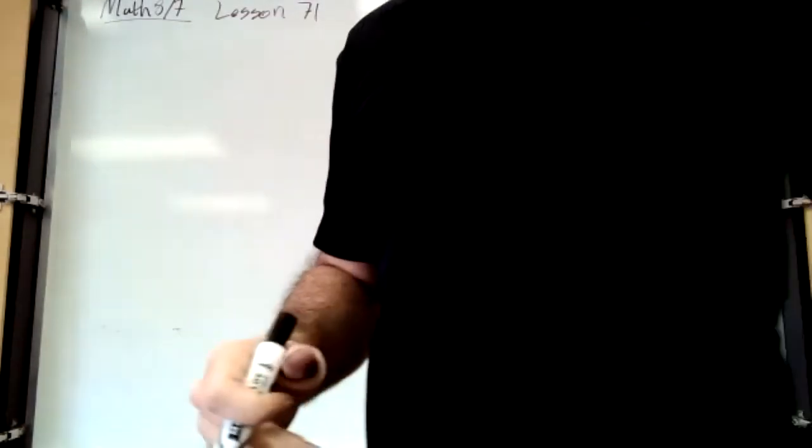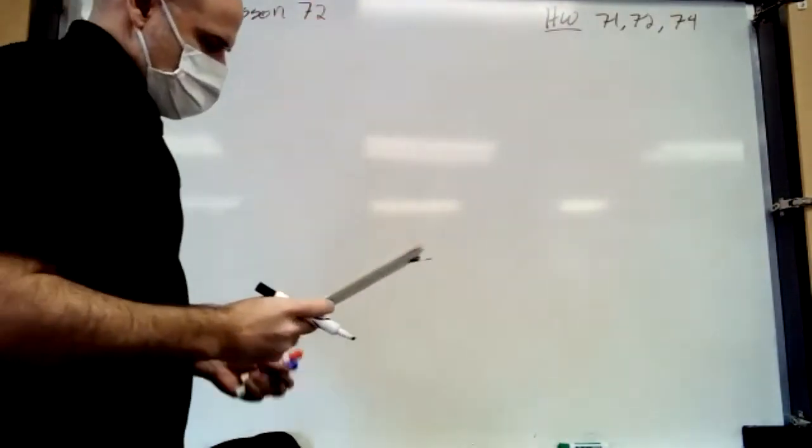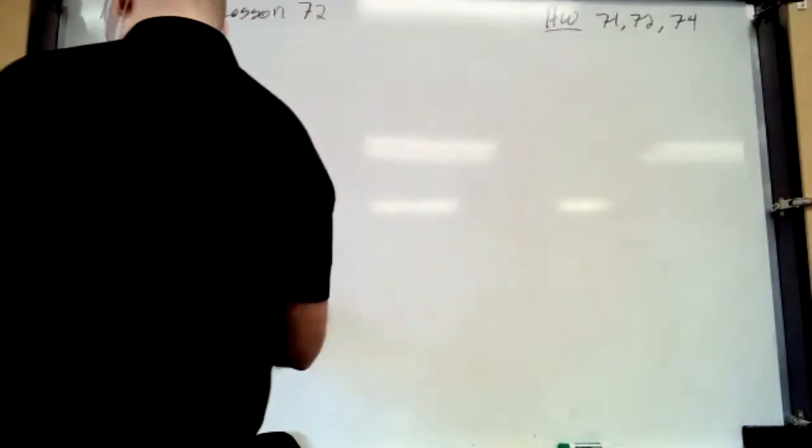All right, lesson 72. I can't read my own handwriting. 12. Books. What's lesson 72 about? What's that? What's lesson 72 about? It's about rates and, let's just wing it here.